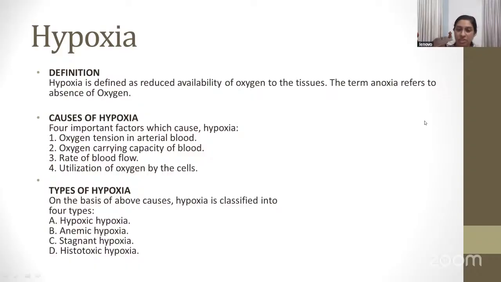On the basis of different causes, it can be divided into 4 types. According to the different causes of hypoxia: first is hypoxic hypoxia, second is anemic hypoxia, third is stagnant hypoxia, and fourth is tissue toxic hypoxia.